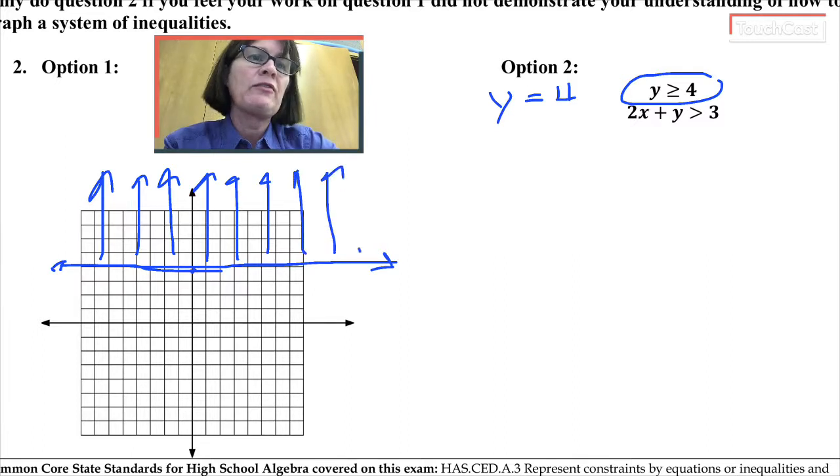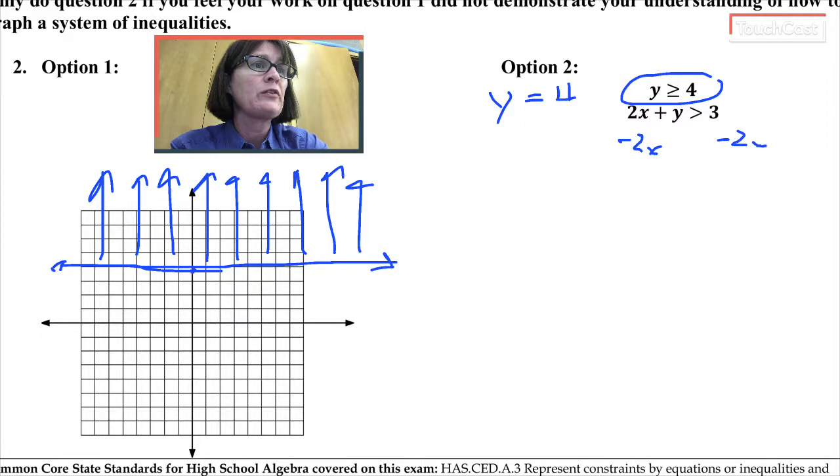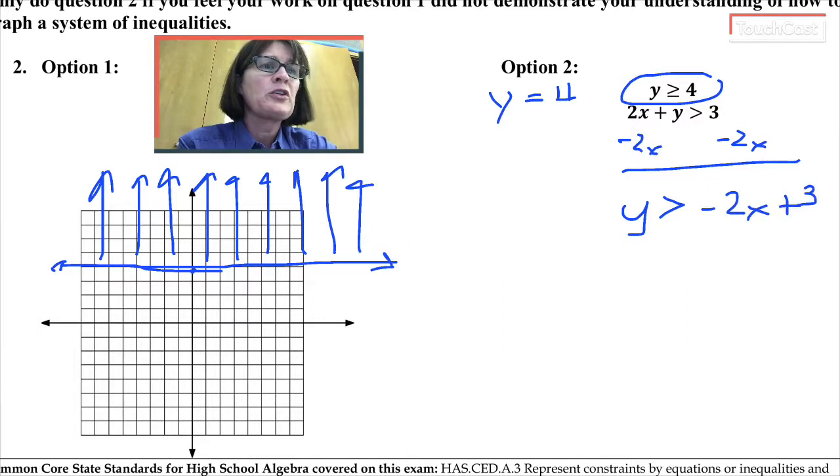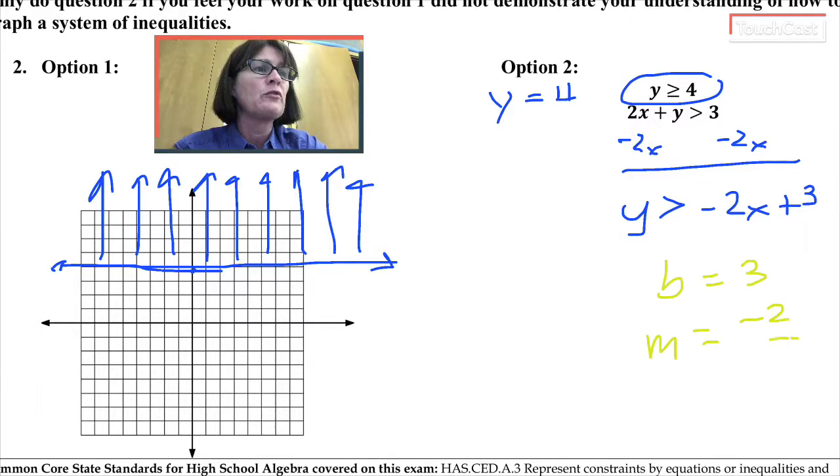Now there are other ways to graph a line, but I think we kind of have the habit. It's maybe easiest to think about graphing a line only after it's in slope-intercept form. So I'm going to take that second inequality and change it to slope-intercept form. Y is greater than -2x plus 3. I'm going to switch to my second color. That tells me the y-intercept is 3 and the slope is -2 over 1.